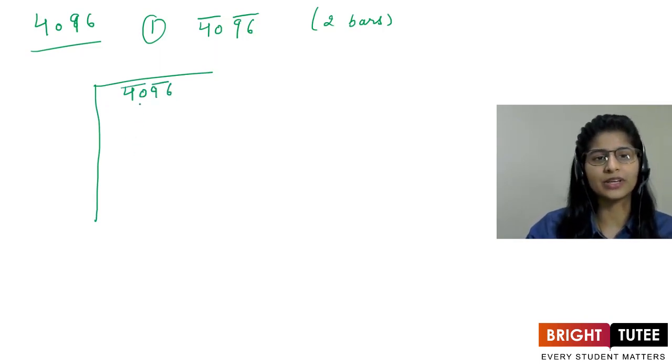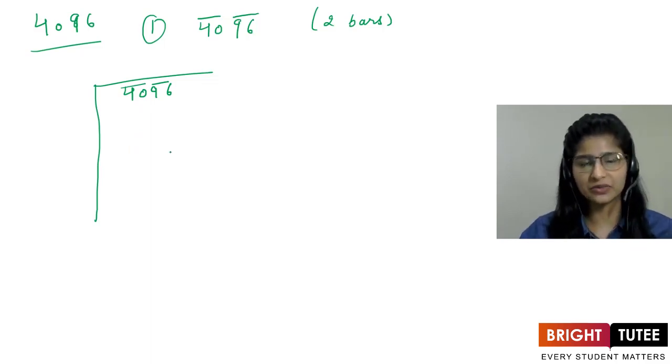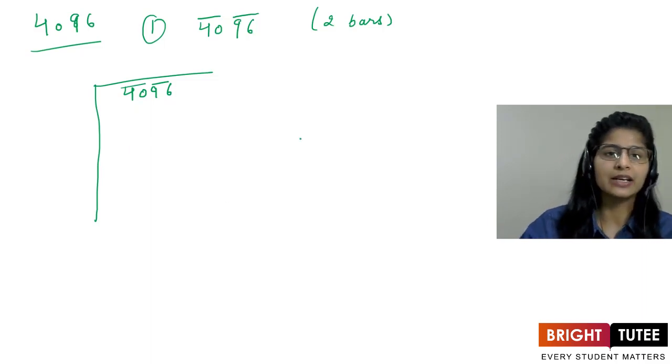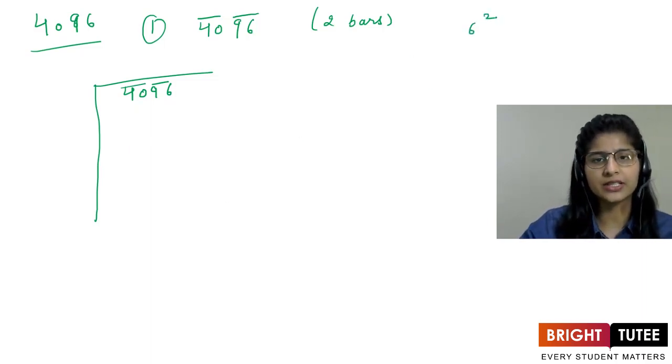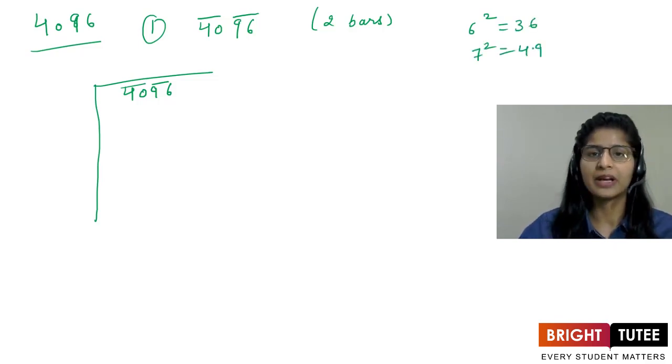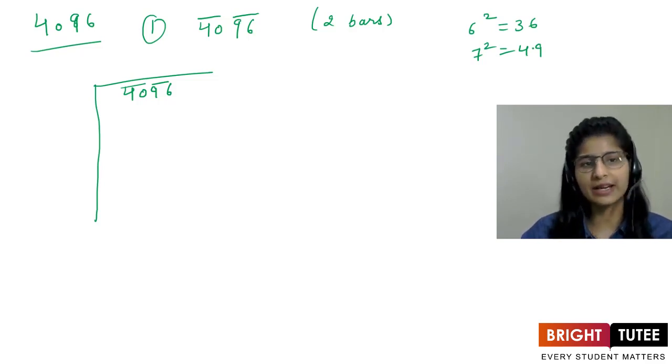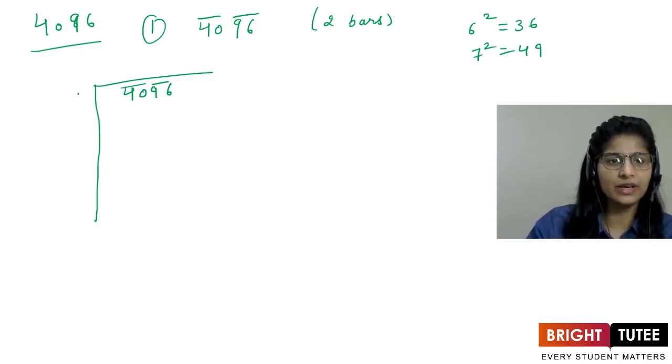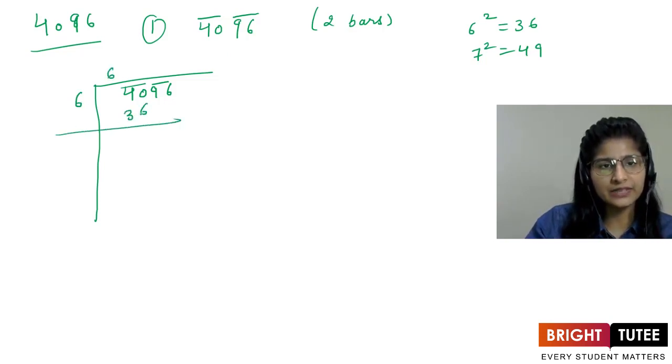Now we have to think first for 40. You should think of a number whose square is very close to 40 or equal to 40. We know that 5 square is 25, 6 square is 36, 7 square is 49. Right? So we have to go with 6. We can't go with 7, that is more than 40. So we will go with 6. 6 6s are 36 we have.